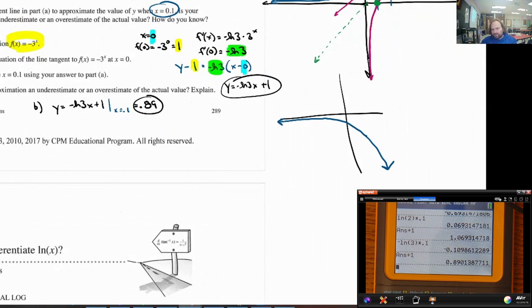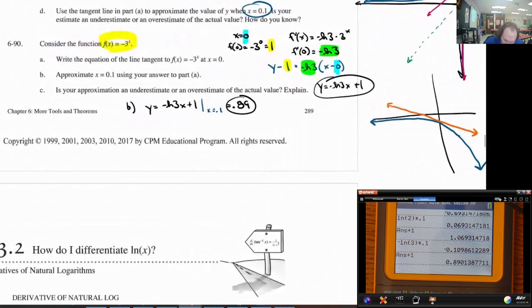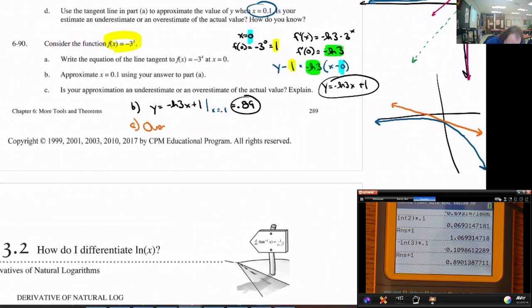This is concave down. So a tangent line at x equals 0 would look something like this, and you can see that it would always be over the curve. So this is going to be an overestimate. And my explanation is because f of x is always concave down, which causes that to happen.